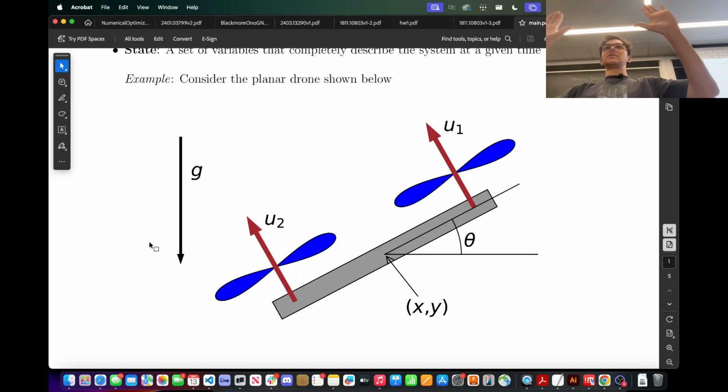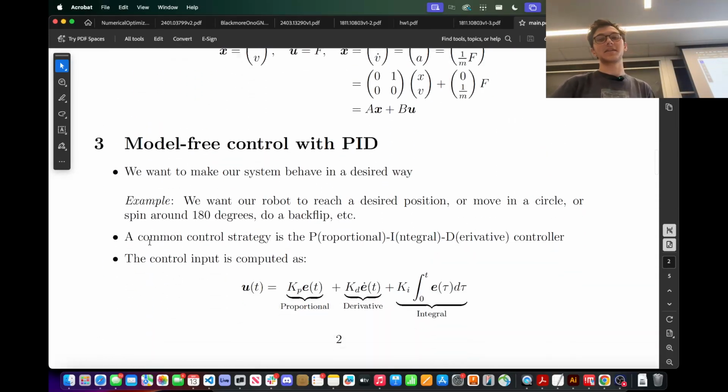You have to tilt this way, which will make you move to the side because your force vector points this way, gravity points this way. When you subtract them, your net force direction is this way. So I'm going to have to point the thing this way to move that way. So this drone is not fully actuated.